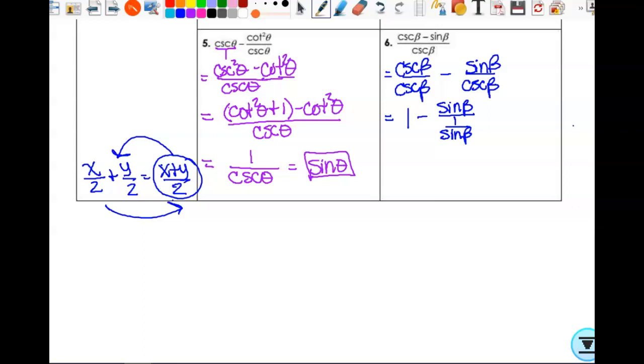But I can't freak out about something like that. All right? This is a keep, change, flip situation because I'm trying to simplify this. I'm not solving for that. I'm simplifying this. So this is going to become 1 minus, I keep the numerator, sine beta, multiply it by the reciprocal, which is sine beta over 1. So this gives me 1 minus sine squared beta. And what's 1 minus sine squared? Look at your chart. What is 1 minus sine squared? Cosine squared.